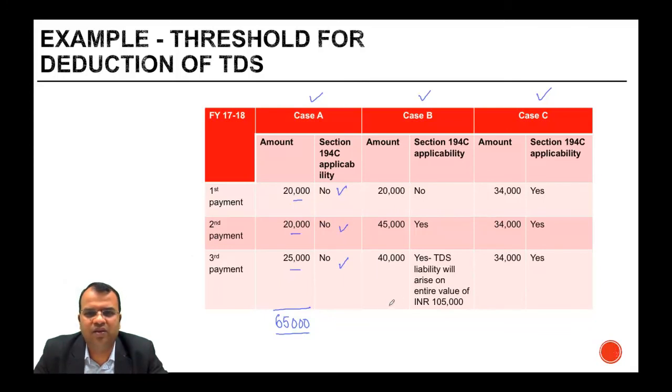If I look at the second one, the total payment is how much? 1,05,000. The first payment is 20,000. Now, in this case, we have assumed that when the contract was entered into, there was no intention to pay an amount exceeding 1 lakh by the person who's receiving the services. So first time when he paid 20,000, there was no TDS under section 194C. Second time when he paid 45,000, because a single payment exceeds 30,000, there has to be deduction of TDS under 194C.